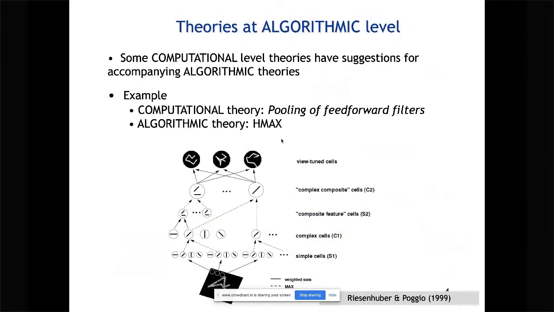There are also some theories at the algorithmic level, for example, within the computational theory of pooling of feed-forward filters. One of the most well-known algorithmic theories, with software, is called HMAX, which is based essentially on pooling of these filters and choosing them in a certain way so that you get translation invariance and size invariance in recognizing, say, faces.